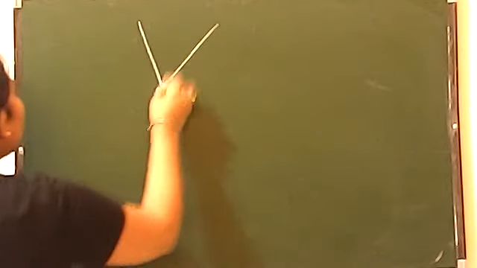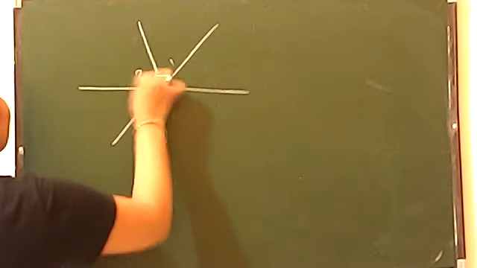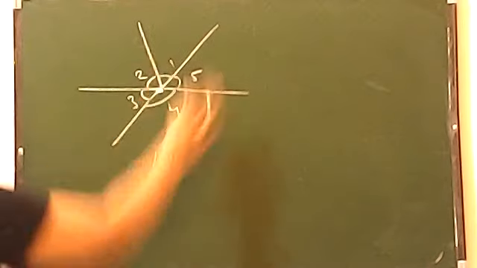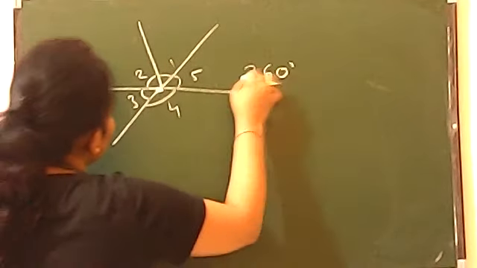For example, suppose you have a point and it is talking about the angles which are made around the point. For example, angle 1, angle 2, angle 3, angle 4, angle 5. So if you add all these angles, you will always have 360 degrees as the sum.